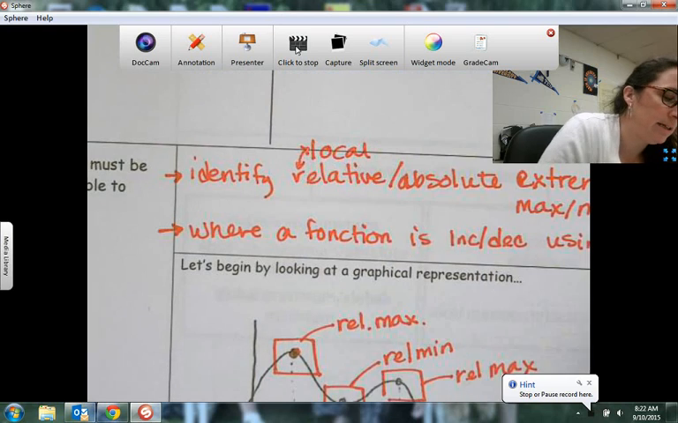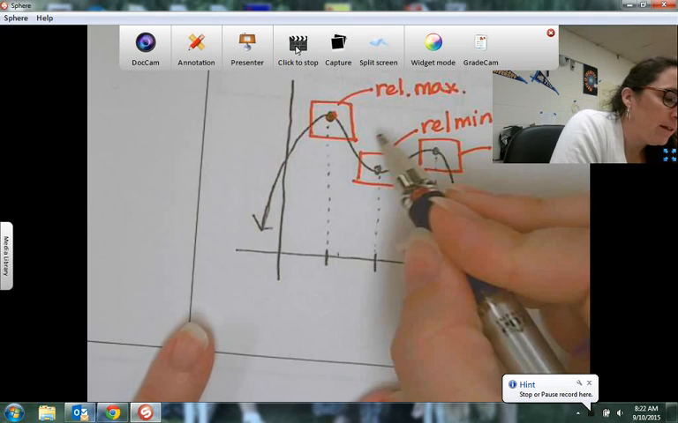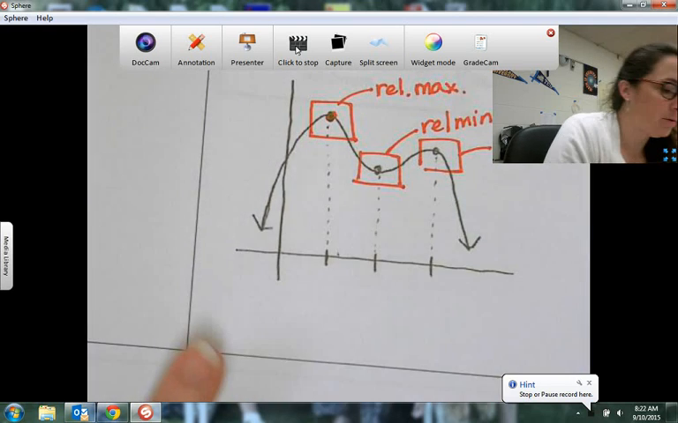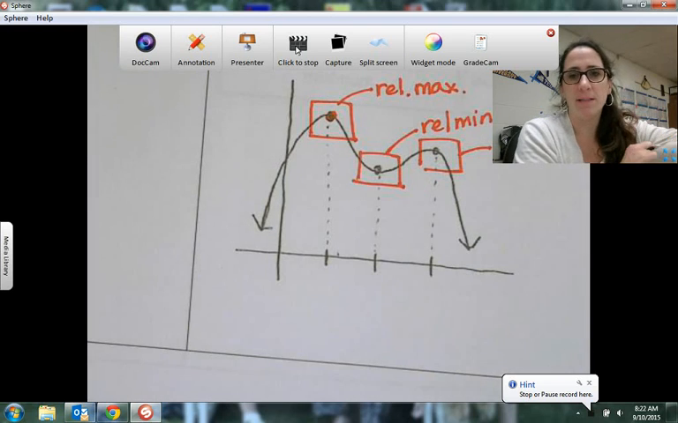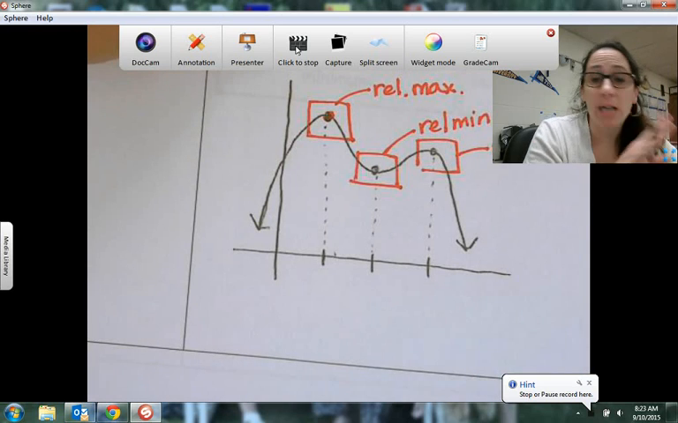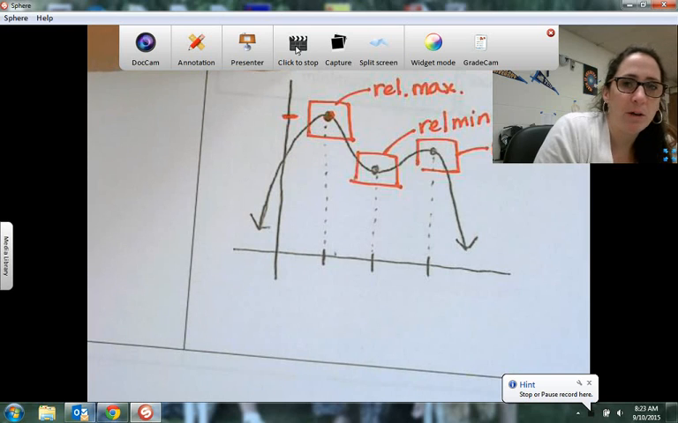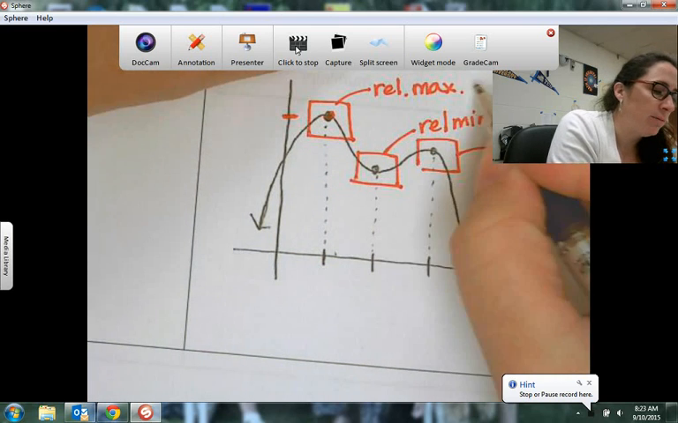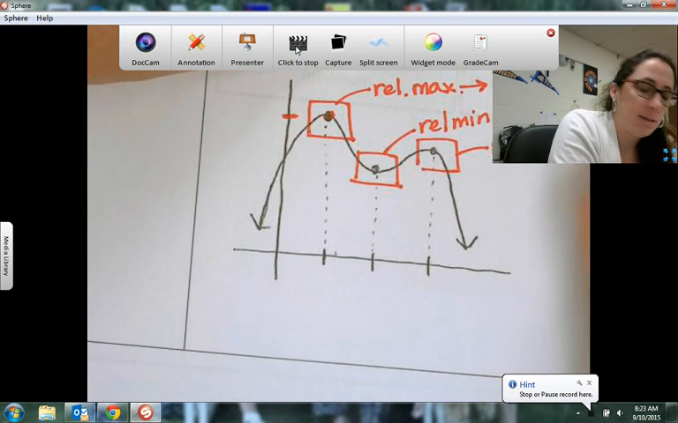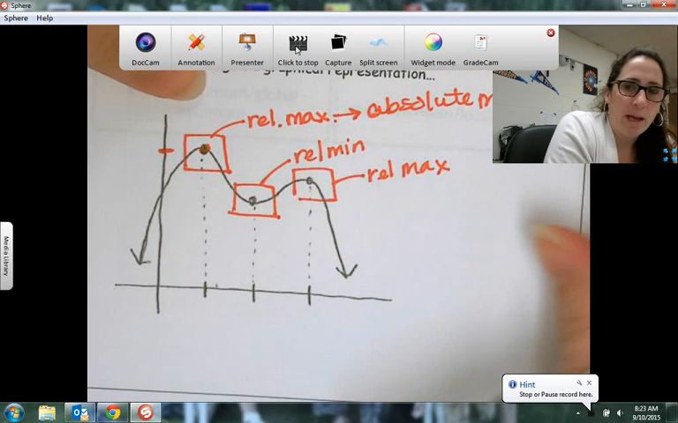Is this the absolute minimum, though? Kind of look at where this output is. That right there. Is that the absolute minimum output? I hope a lot of you are saying, no, this goes down forever and ever and ever. So basically, if I'm going to talk about my absolute min, it goes to negative infinity. So I don't really have one. So that's the difference there.